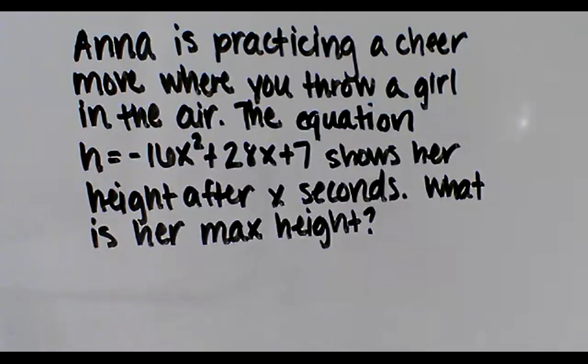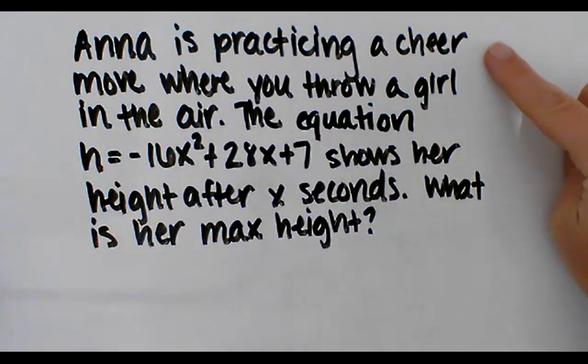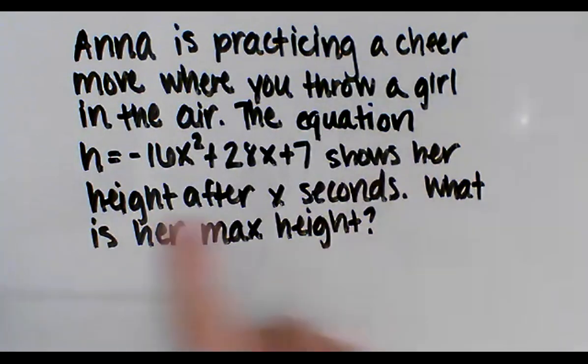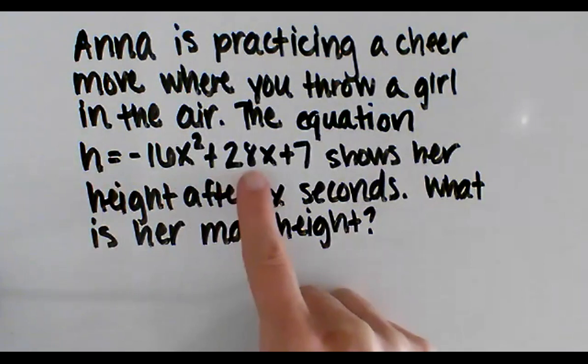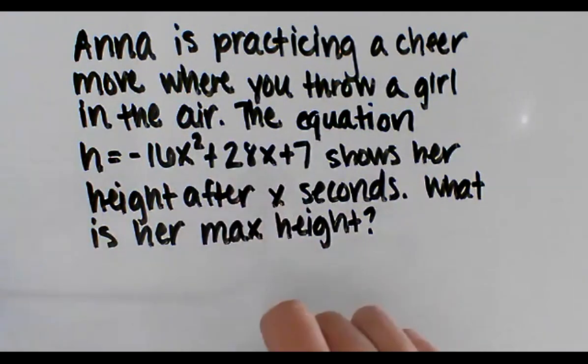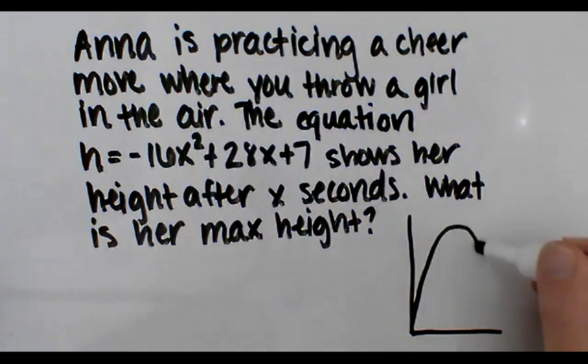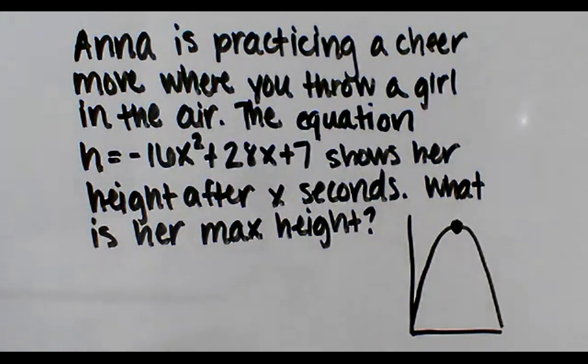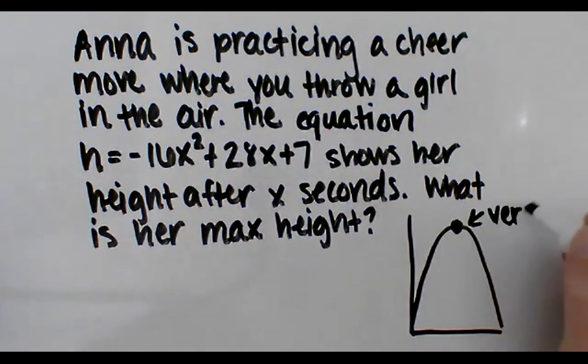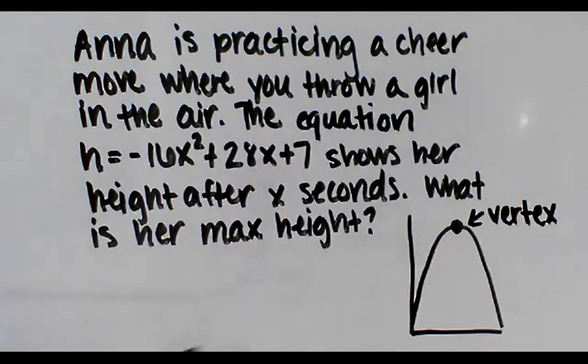So really quickly, I want to talk about some applications of when we might use this. Here's a quick problem. Anna's practicing a cheer move where you throw a girl into the air, and the equation h equals negative 16x squared plus 28x plus 7 shows her height after x seconds. What is her maximum height? Remember that quadratics have this U shape and they're symmetric, so that maximum height is really just the vertex. Anytime someone gives you a quadratic equation and asks you to find the maximum, as long as it's an opening down one like this because a is negative, then you're really just finding the vertex.